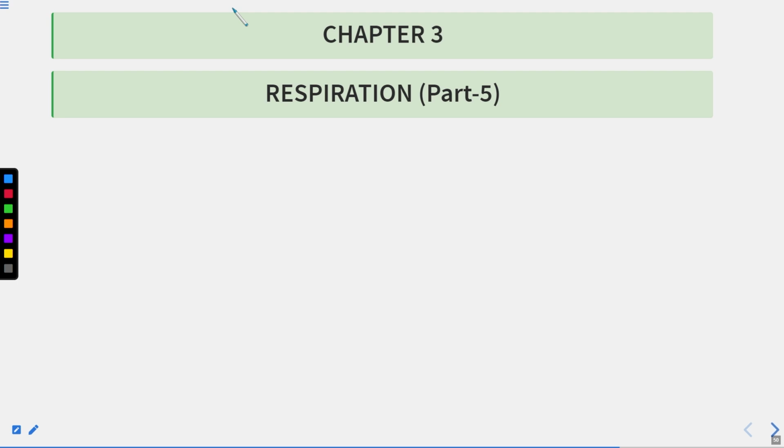In the previous lectures I gave you a brief introduction about respiration, what is respiration, what is metabolism, and what are the components of metabolism. Then we studied aerobic and anaerobic respiration, and I gave you a brief idea about both these kinds of respiration. Then we studied the types of respiration: external, internal, as well as cellular respiration.